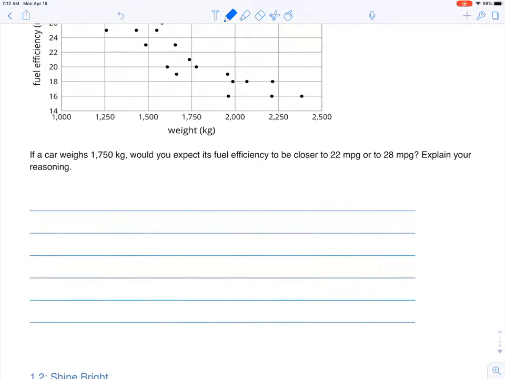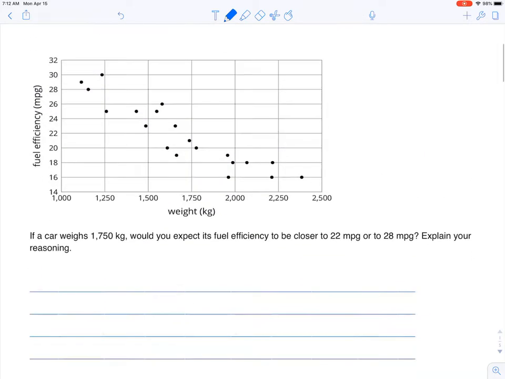Our first question is, if a car weighs 1,750 kilograms, would you expect its fuel efficiency to be closer to 22 miles per gallon or 28 miles per gallon? Go ahead and pause the video and see which you think based on the graph. Make sure you explain your reasoning using claim, evidence, and reasoning.